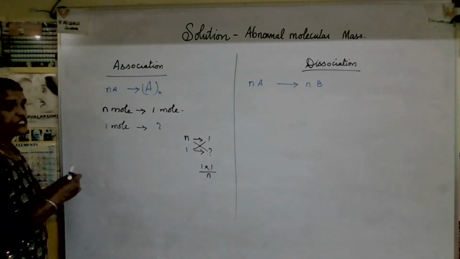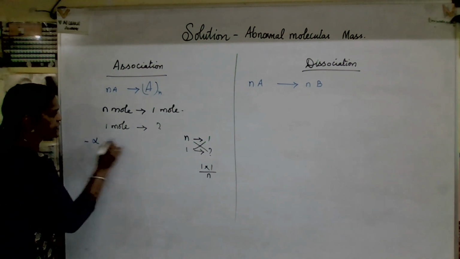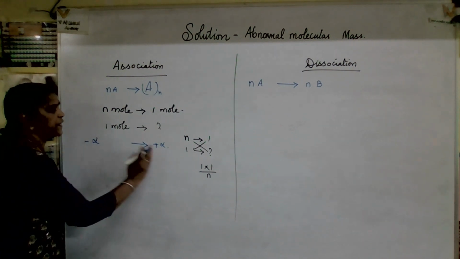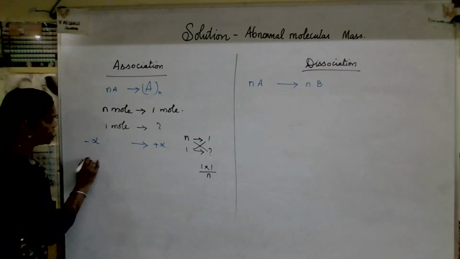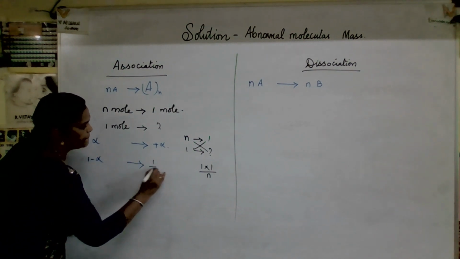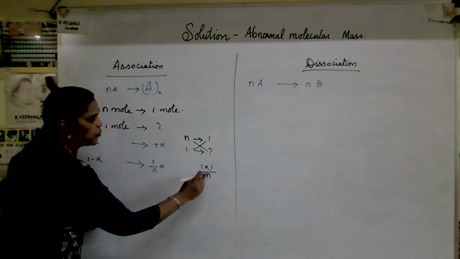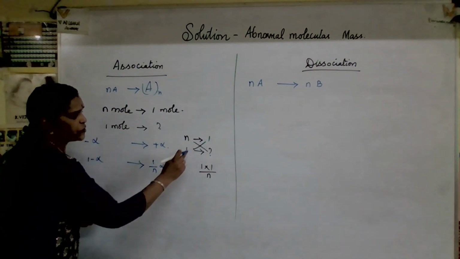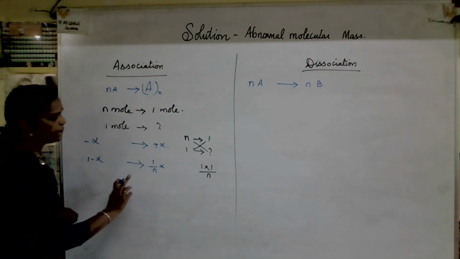Now, taking the degree of association as alpha, here it is 1 minus alpha, and here you will get 1 by n alpha. Why? Because after the reaction it is completely transferred. How do we get 1 by n alpha? Here 1 into 1 divided by n, because n moles give 1 mole, so 1 mole gives 1 into 1 divided by n. So it is 1 by n alpha.